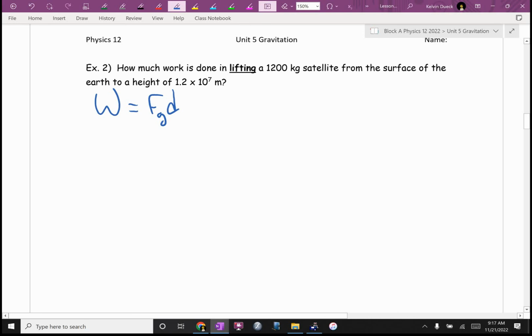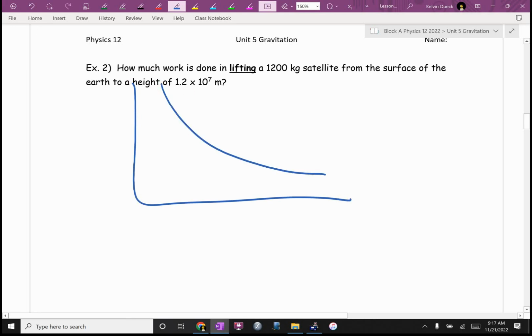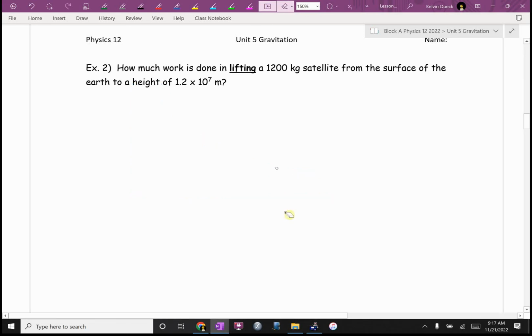Gravity's changing. I could go the area under a force versus distance graph, but we saw it's going to be a curve, and you need calculus to do that. So I have to use my third definition of work, the work energy theorem. This is the one that has the change ins in it. Work equals change in potential plus change in kinetic.